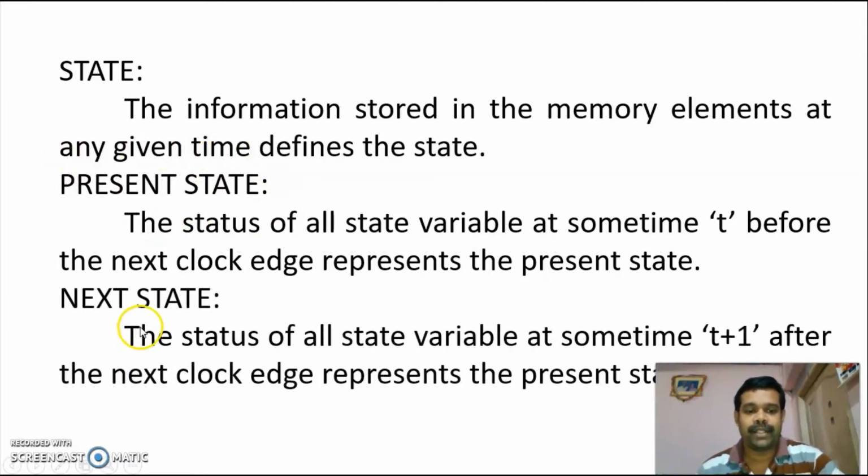Next state. The status of all variables at the time t plus 1 after the next clock edge represents the next state. So next state is nothing but the output of the flip-flop after the application of clock and input. It is called the next state.